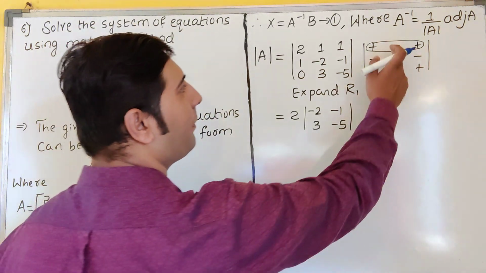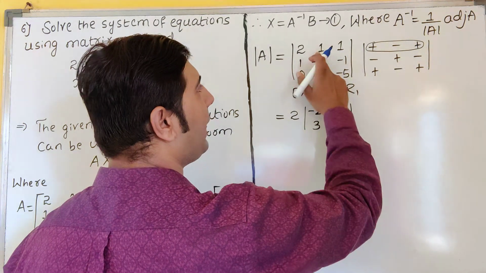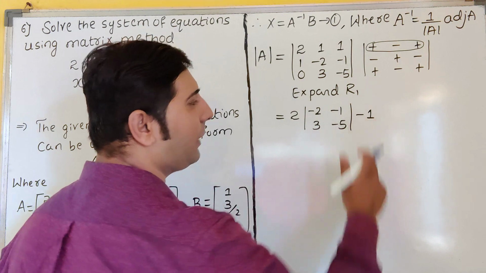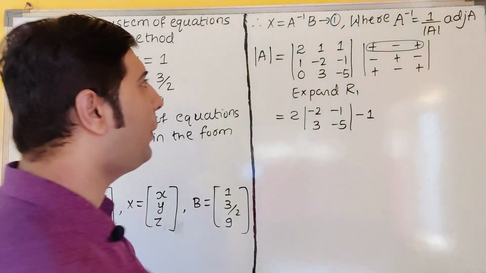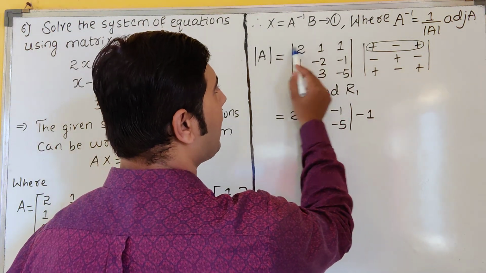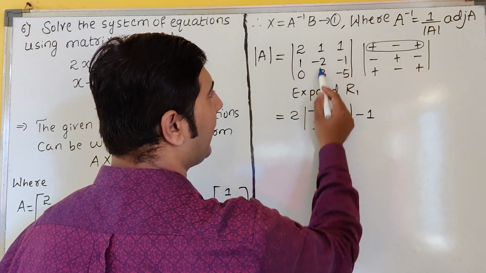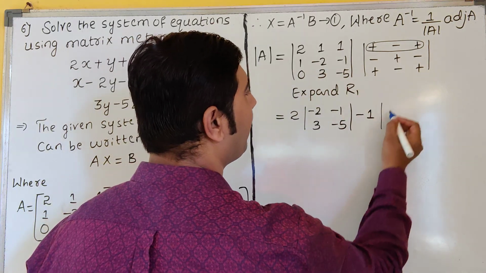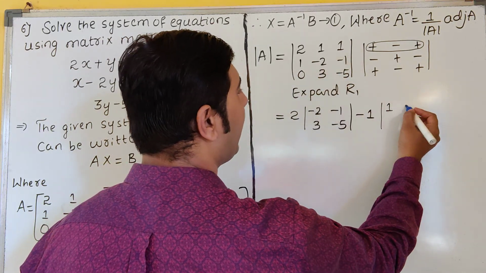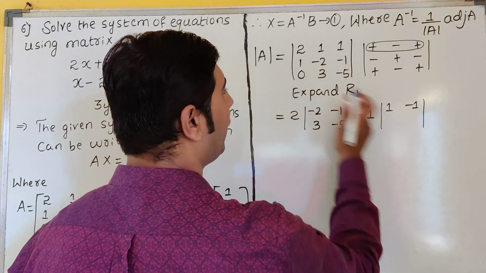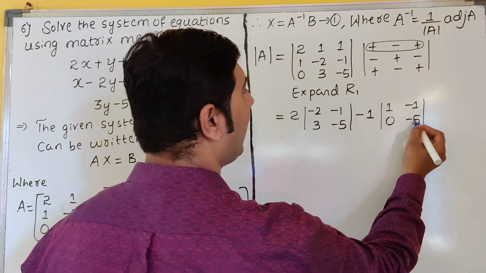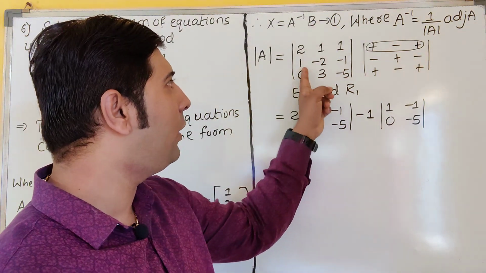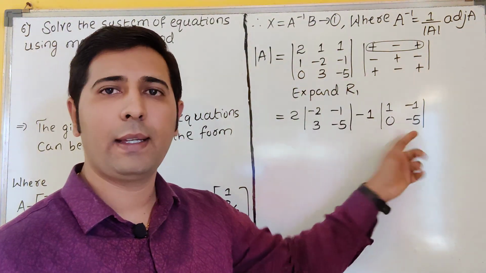So now next is what? Next, minus into plus 1 is minus 1, dear students. Clear? So where is this 1? It is in the first row and second column. First row you leave, second column you leave. What are you left with? 1, minus 1, 0, minus 5, dear students. Clear? So first row I had left, second column, and 1, minus 1, 0, minus 5 is left.